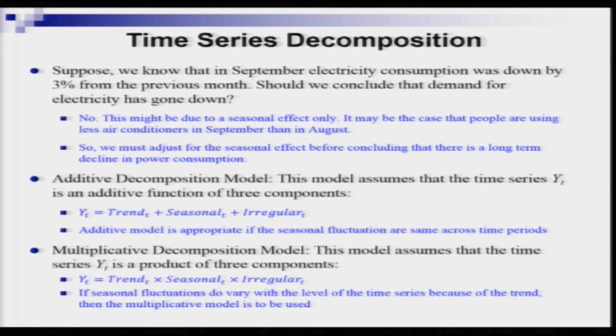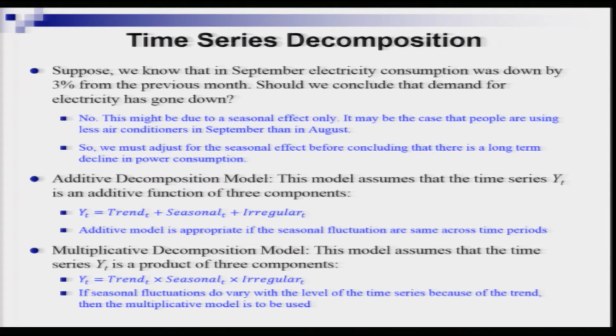Now, if we have two alternatives to choose from, one is the additive decomposition model and the other one is the multiplicative decomposition model, naturally a question comes to our mind: when will we go for an additive model? An additive model is appropriate if the seasonal fluctuations are the same across different time periods. Later we will see that we can model this feature by dummy variables.